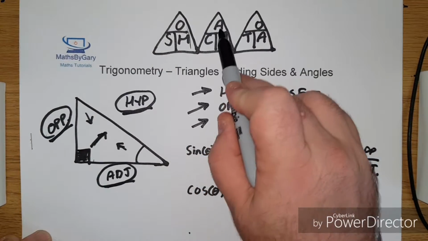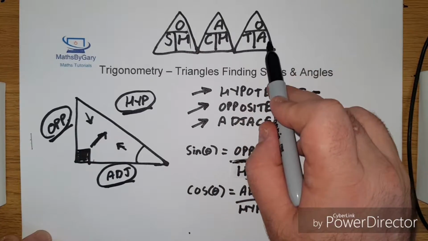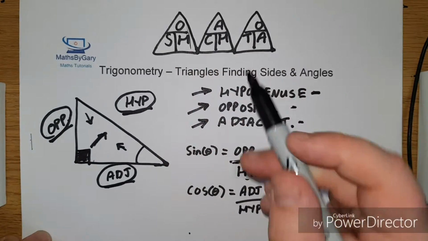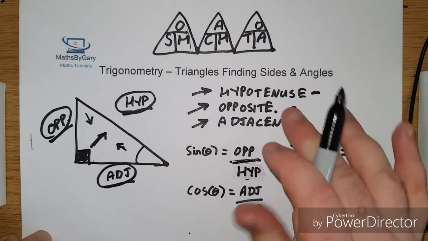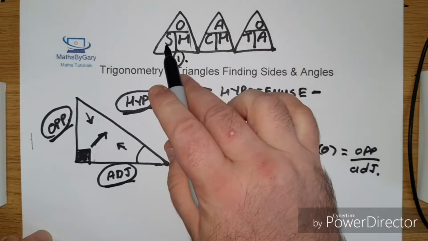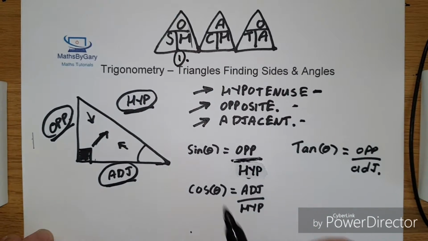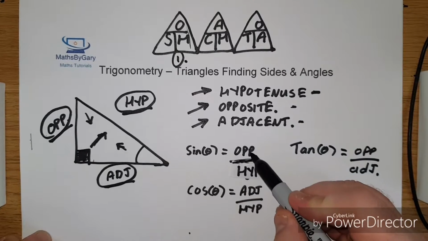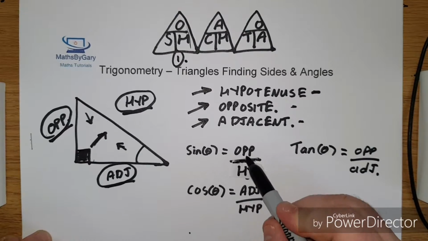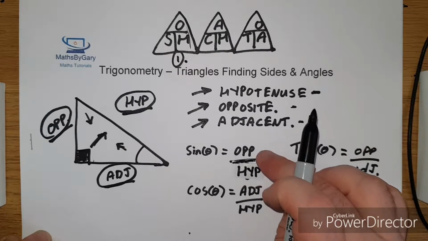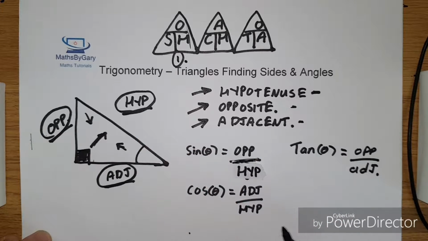SOH CAH TOA. I've written it out in triangular form because it's easier to explain what's actually happening. First of all, we'll look at the first one, SOH. What does that mean? S is for sine, so sine theta equals side opposite over side hypotenuse. We can find sides of this triangle using these formulas, and we can also find angles.